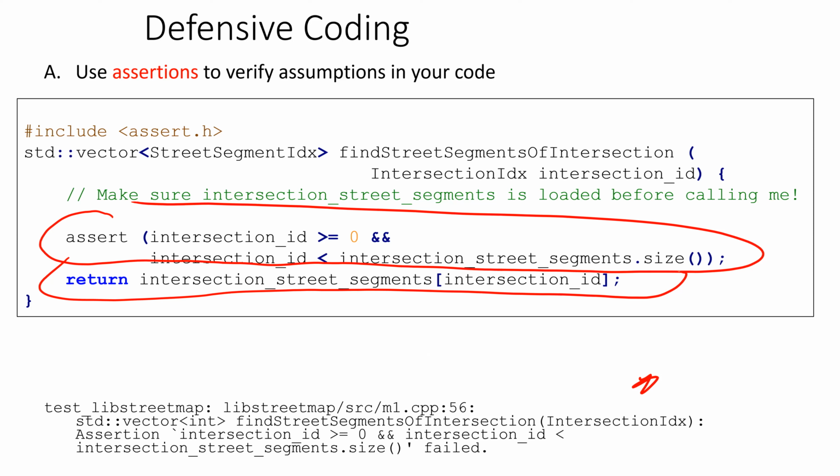In that case, the assertion will actually kill the program and it'll print out this message. So basically, I'm doing some unit tests. It tells me the name of the program that's tested, streetmap, tells me that the file is m1.cpp, it's line 56, and I'm in this function, findIntersectionsOfTwoStreetSegments, and there's an assertion, and it tells me what the assertion is, and it fails. So it tells me exactly this program, this line, this function, you failed this assertion.